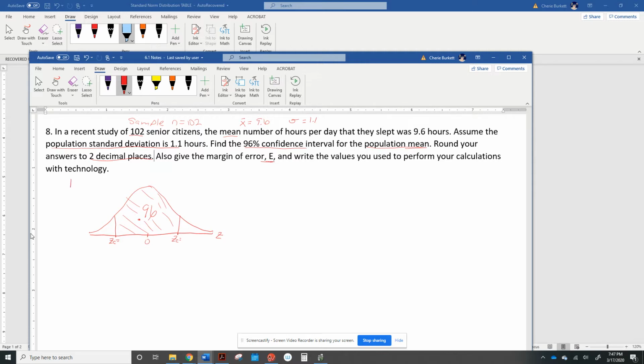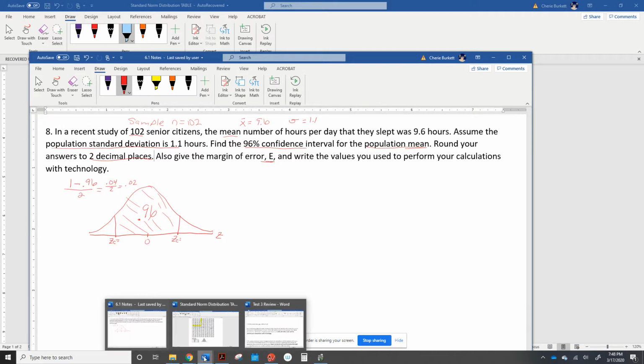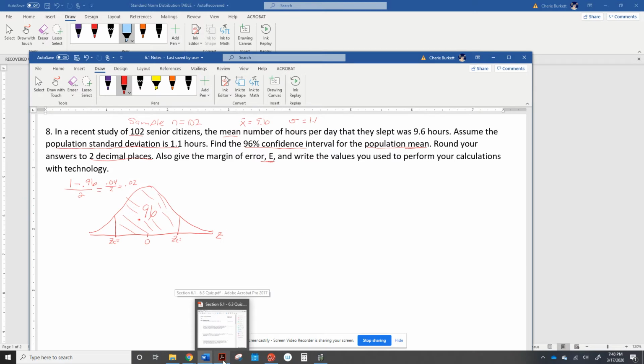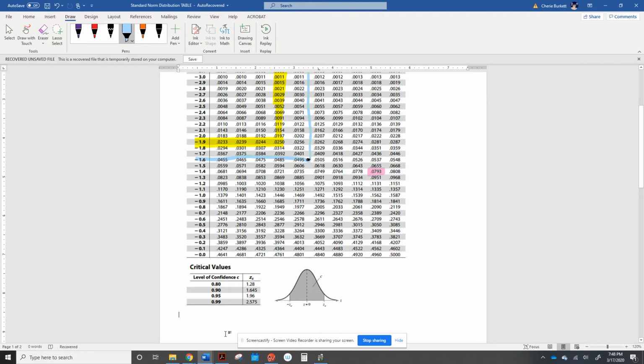So what do we do? We do 1 minus 0.96 divided by 2. So 1 minus 0.96, that's 0.04. Divide that by 2, we get 0.02. So you can go look it up on a table. You can use a calculator. I will show you how to use the calculator in another video. Or you can look it up on here. You could probably do it on StatCrunch too. I'll do it on StatCrunch. Let's look it up on the table first, and then I'll do it on StatCrunch.